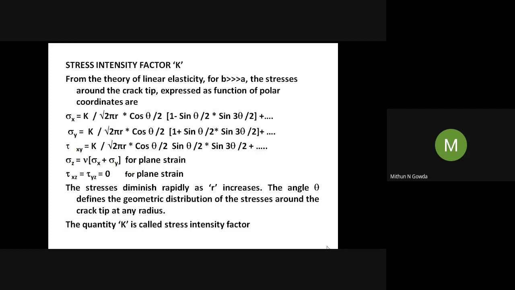Yes, sir. Okay. So basically, we are learning the stress intensity factor for a large plate with a small crack present, and the crack tip is expressed in terms of polar coordinates r and theta. These are the expressions for the stresses in the x and y directions, and the shear stress, and then the expression for stress in the z direction for plane strain condition. As we know from the equation, as r increases, the stresses will diminish or come down. And the quantity K is called the stress intensity factor.